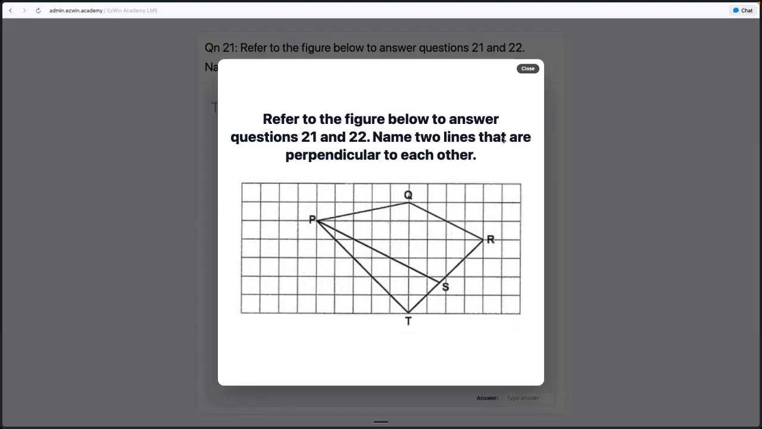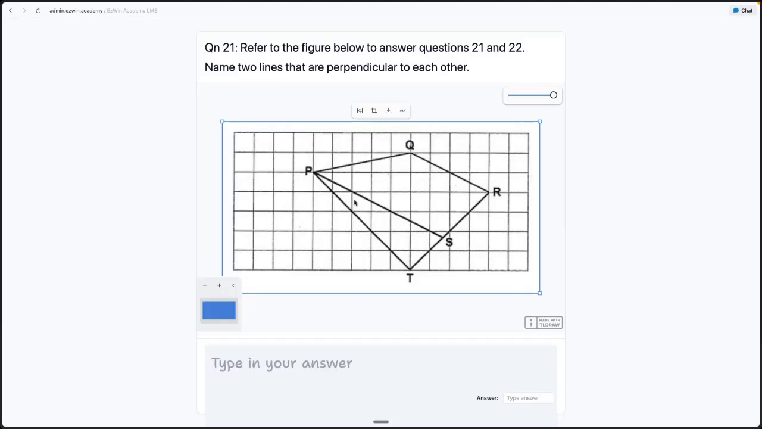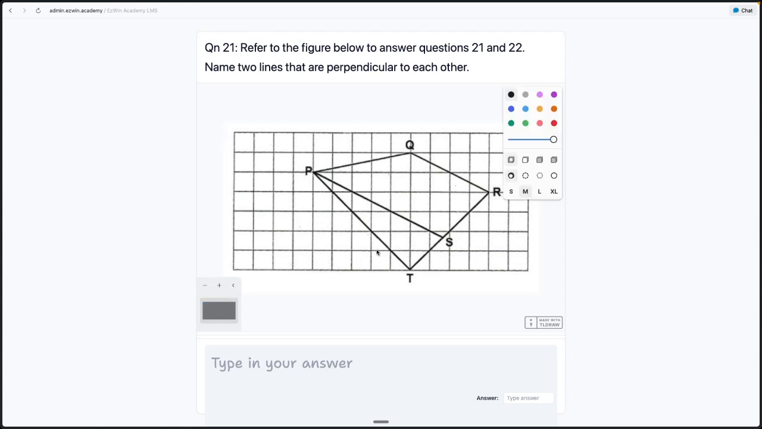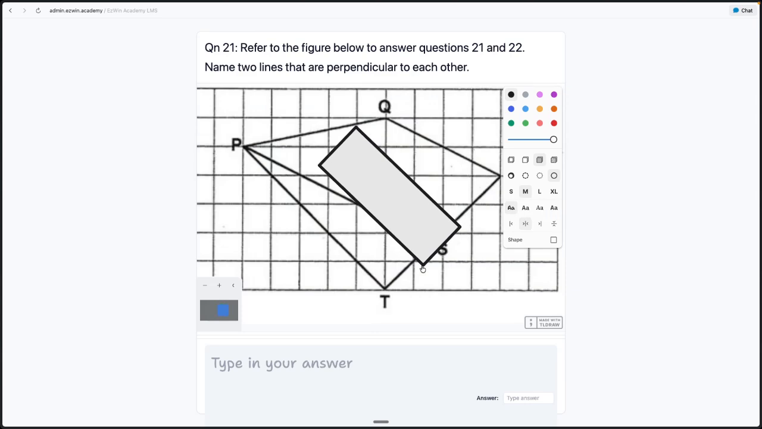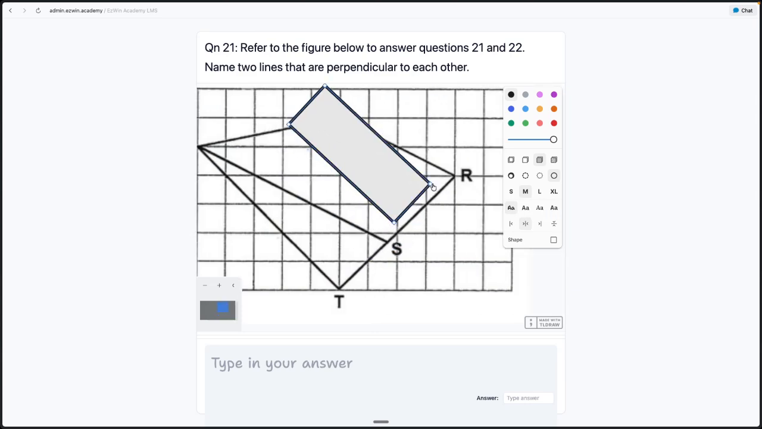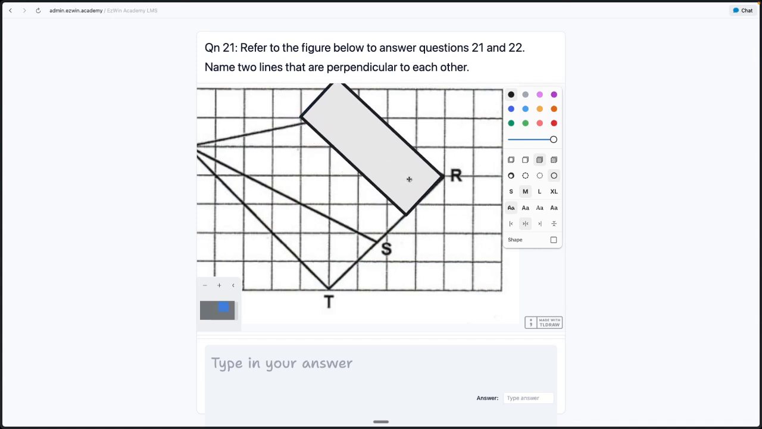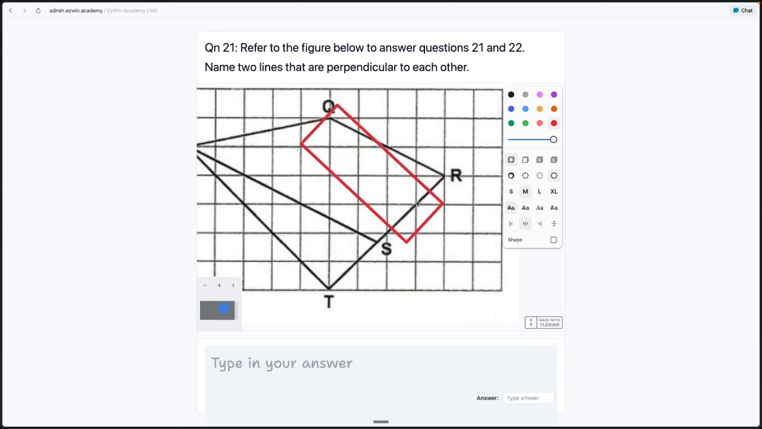All right, next question, question 22. Name two lines that are perpendicular to each other. Same thing, have the ruler, right? So grab a ruler. I have a ruler over here, and then use the edge of the ruler because the edge of the ruler is a rectangle and it's 90 degrees. So you just want to check using the edge of the ruler to line to any lines and see whether it's perpendicular. In this case, it's not, right? So if I were to make this red, QR is not perpendicular.